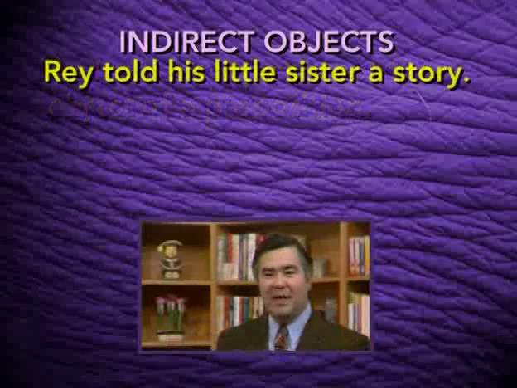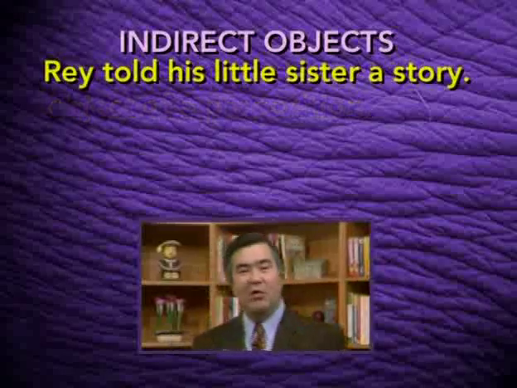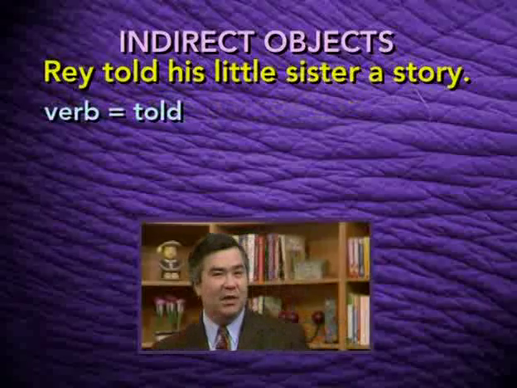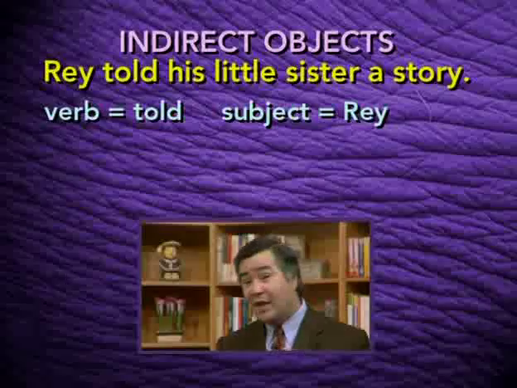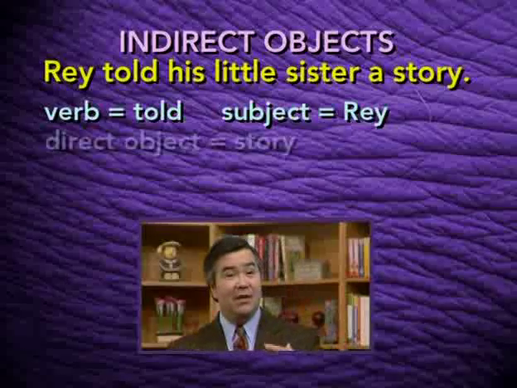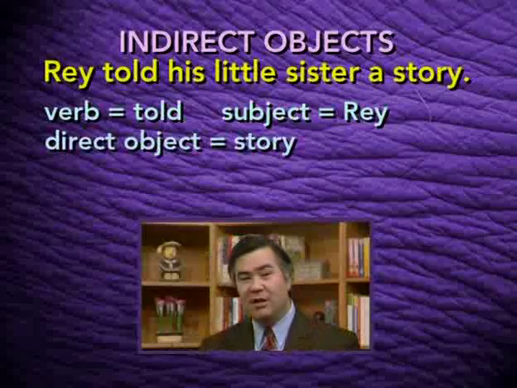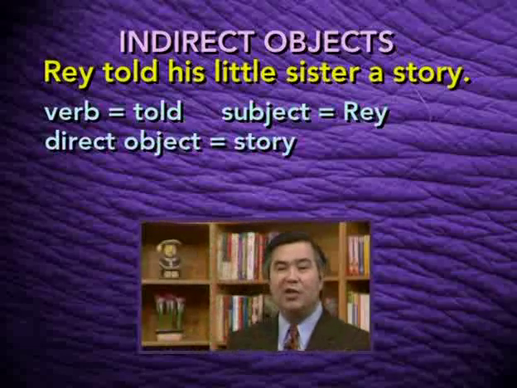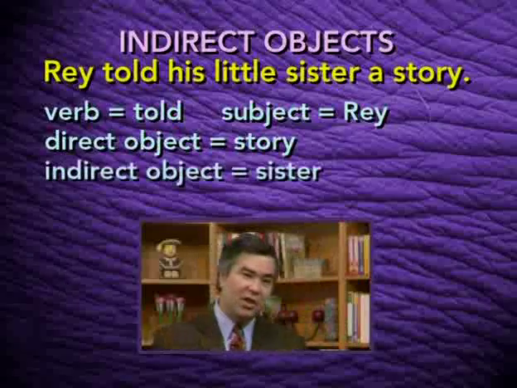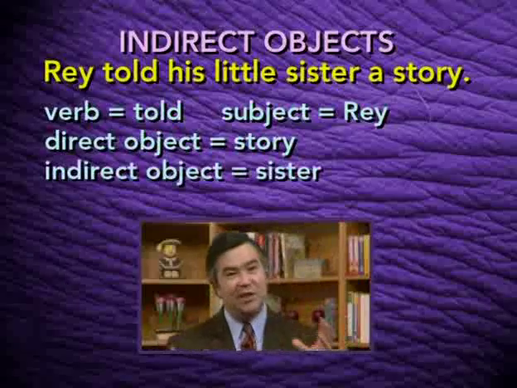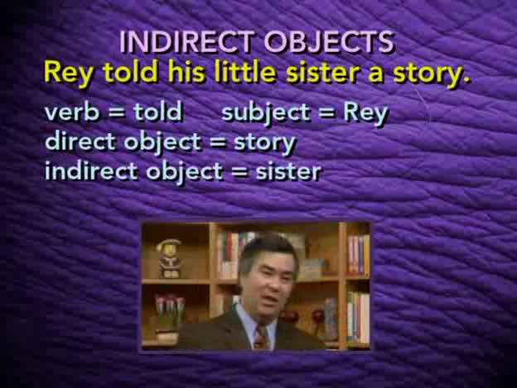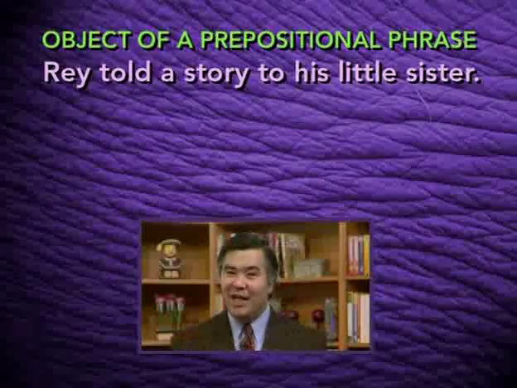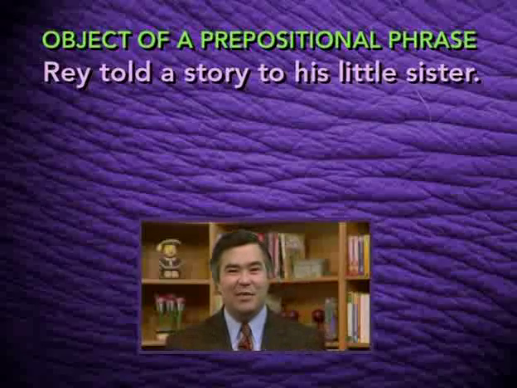Let me illustrate what I mean. Look at this sentence. Ray told his little sister a story. The verb is told, the subject is Ray. The direct object, that is, what did Ray tell, is story. That's what Ray told. Now, to whom did he tell the story? Answer, sister, his little sister more specifically. So sister is the indirect object, and it's placed just where it is supposed to be, between the verb and the direct object.